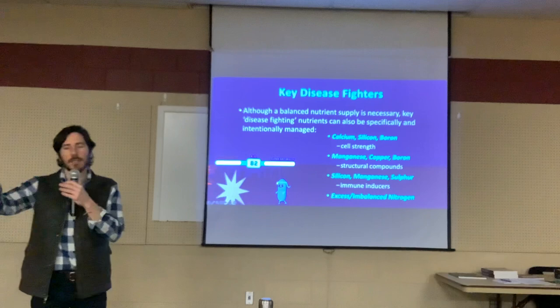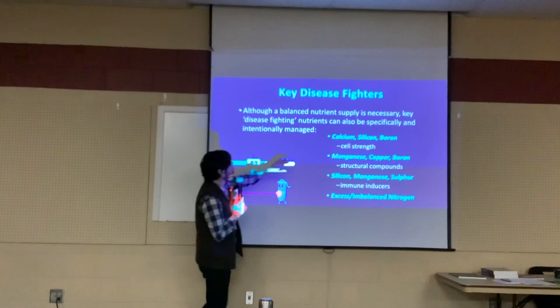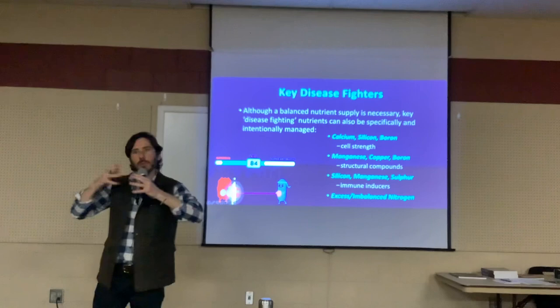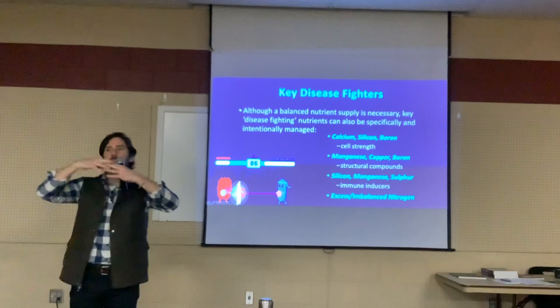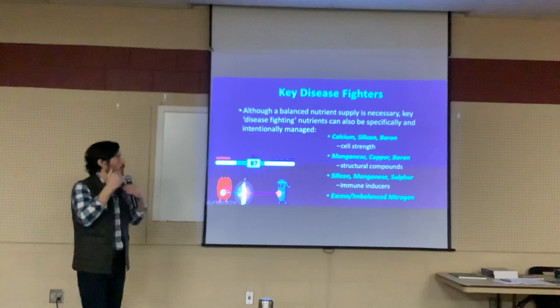Calcium, silicon, and boron, as I mentioned, all three of those are deposited in those cell walls, and they interlink with each other, forming this tight-knit structure that really increases the rigidity, that robustness of those cell walls, making it harder for pathogens and insects to chew through. So those are for cell strength.